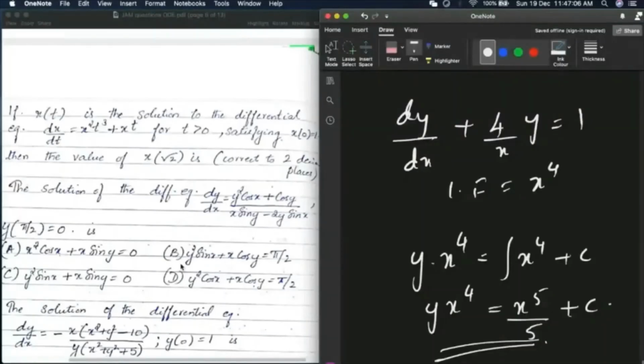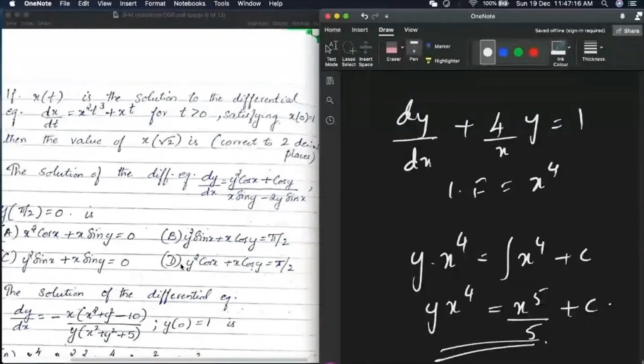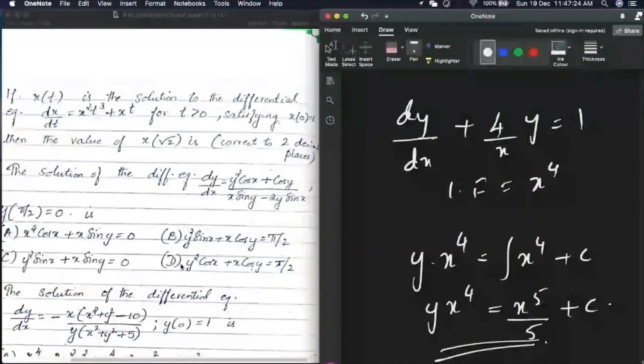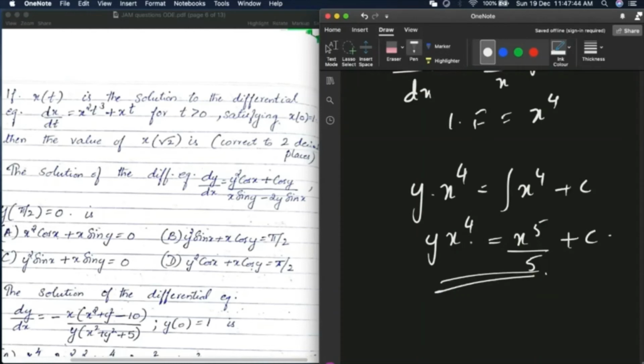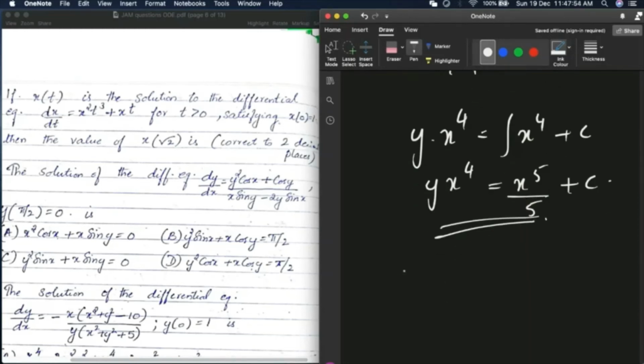Oh, this is a numerical question again. If x(t) is the solution to the differential equation dx by dt is equal to x square t cube plus xt for t greater than 0, satisfying x of 0 is equal to 1, then the value of x of root 2, correct to 2 decimal places. It's again a linear differential equation. Not linear. So we get dx by dt is equal to x square t cube plus xt.